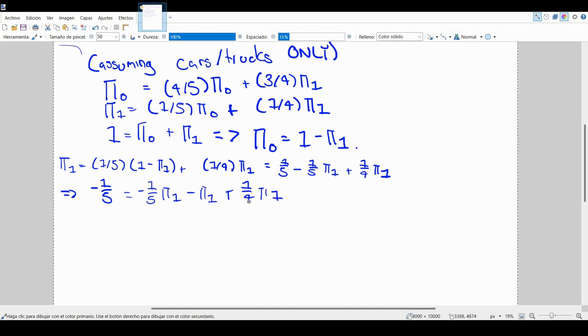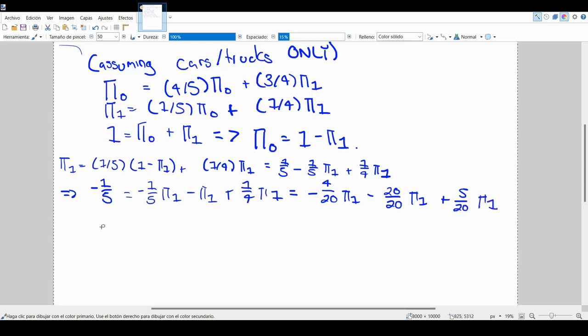Now we can note that 20 is the least common multiple of 4 and 5, so we may write this as, we're going to multiply the numerator and denominator here by 4 and here by 5. So we will have negative 4 over 20 pi 1 minus, we'll also have to multiply this by 20, so we'll have minus 20 over 20 pi 1, and then we'll have plus 5 over 20 pi 1.